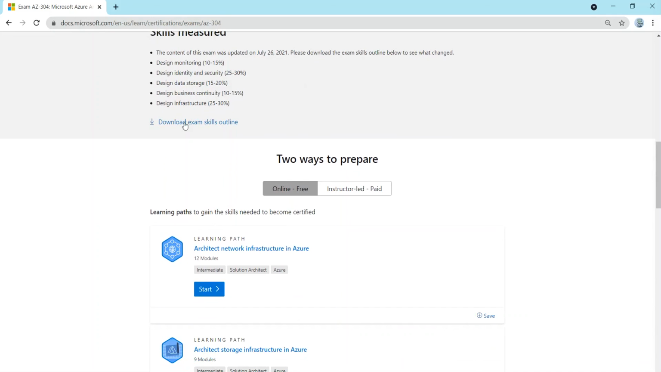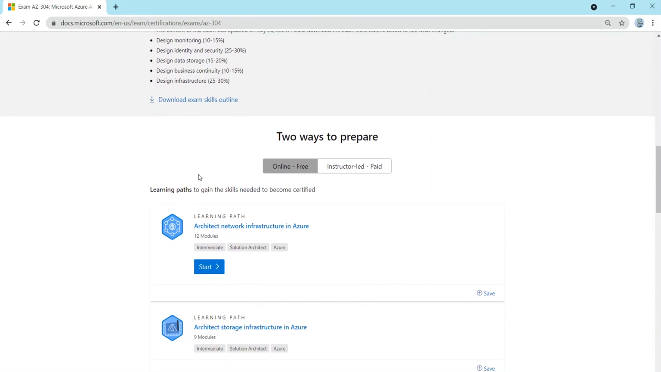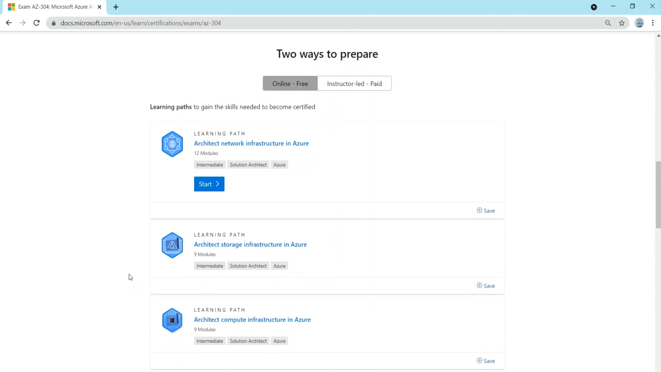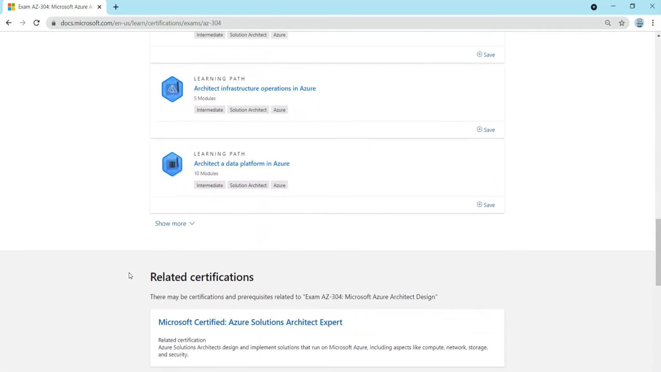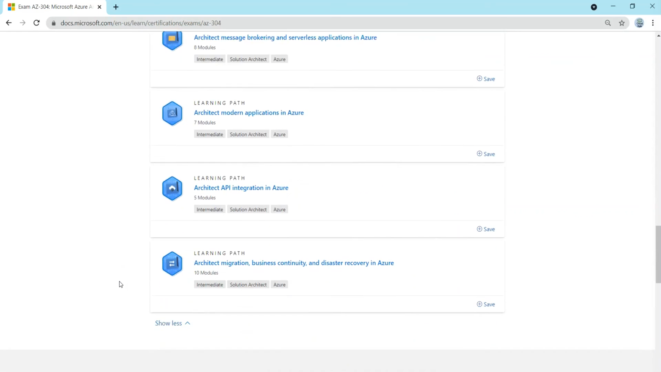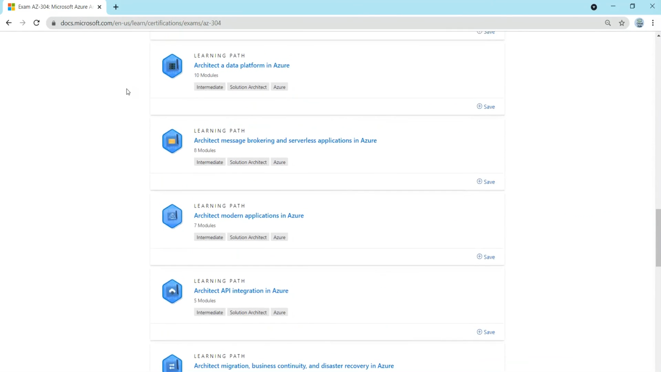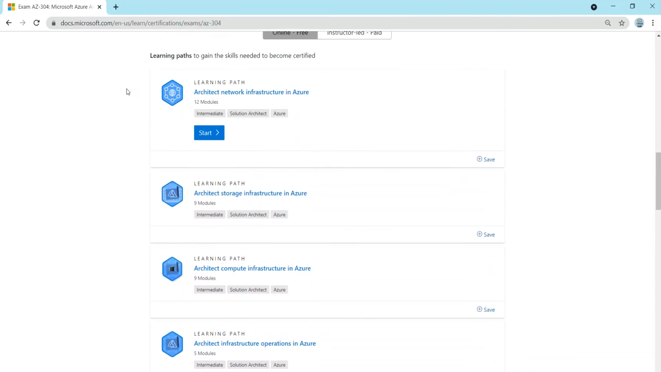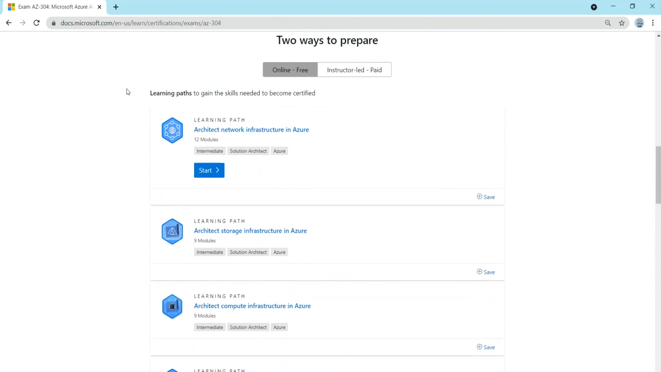And you have the exam skills outline here. You can just download it and have a look at the subcategories related to a particular topic. And you have the learning materials here. I would suggest going through only these materials and getting some real hands-on experience with your Azure free account. That will suffice for you to clear your exams.